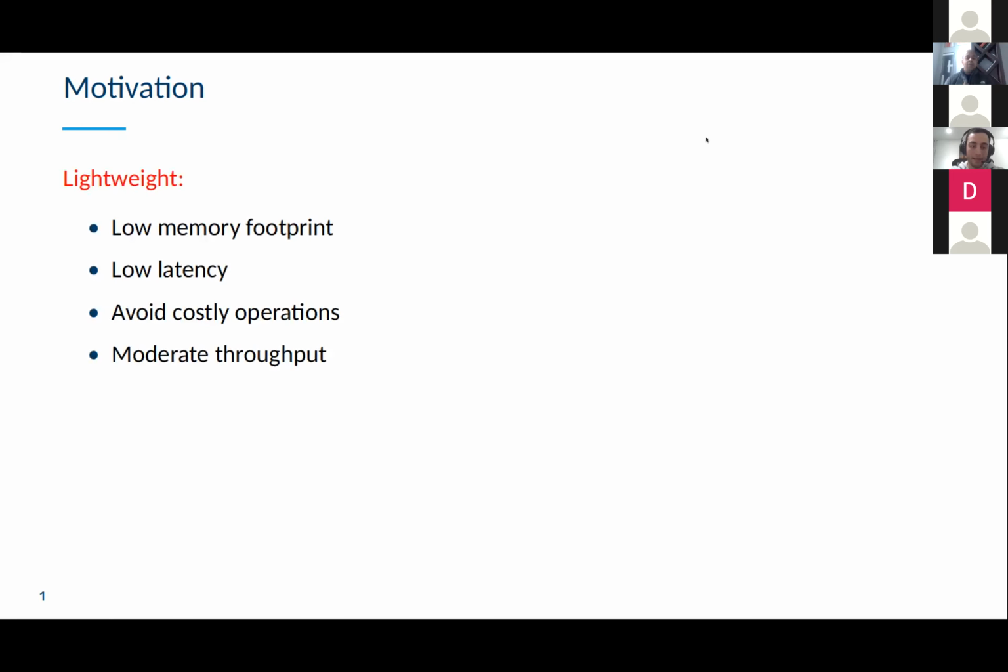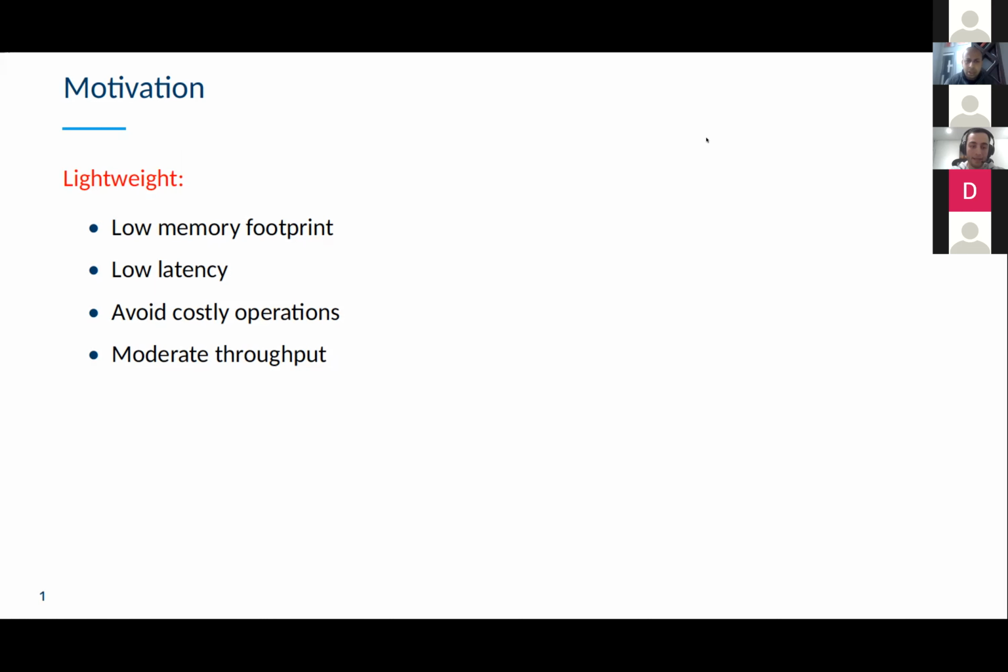For high performance on the lightweight platform, we need to design something that should have an implementation with low memory footprint and low latency. It should avoid some costly operations, and it should have moderate throughput, because it's very hard to achieve very high throughput for a lightweight implementation. So we are happy with moderate throughput. Now the client side will encrypt and authenticate the data packets using this algorithm. And similarly, the server side will also do the same thing using the same algorithm.